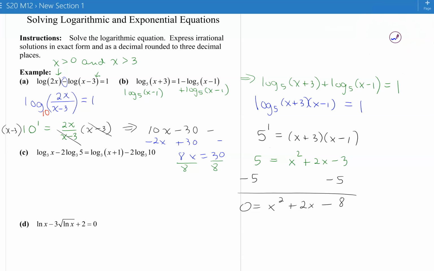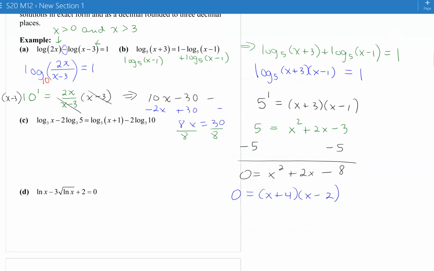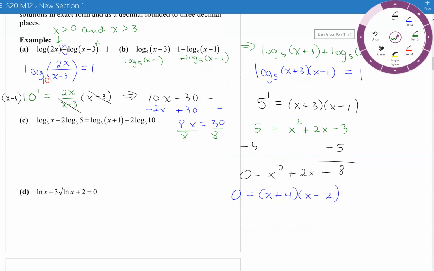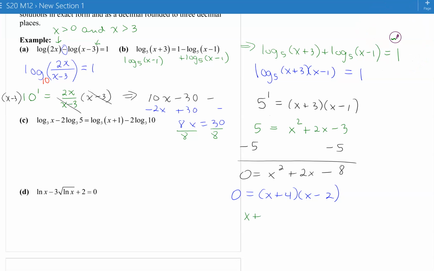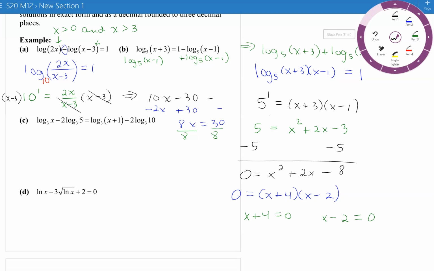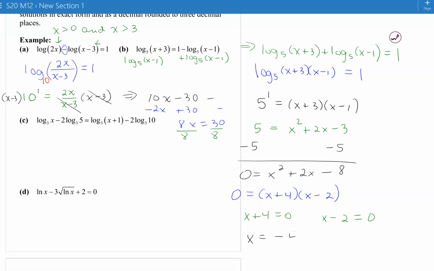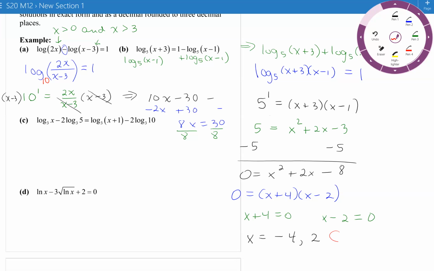So then we're going to factor, get 0 equals x plus 4 times x minus 2. And then we use our zero product property and say, well, that means either x plus 4 is 0 or x minus 2 is 0. So that's going to give us two possibilities. x is -4 or x is 2. We have to check.